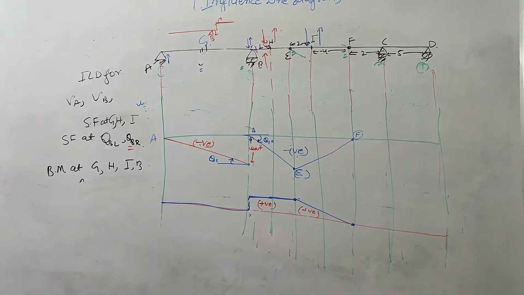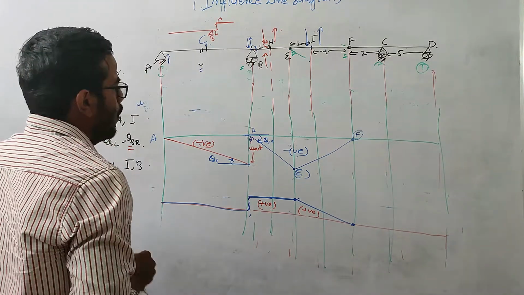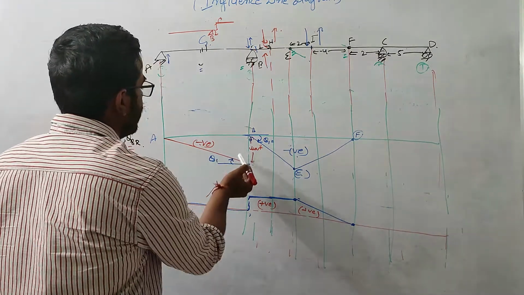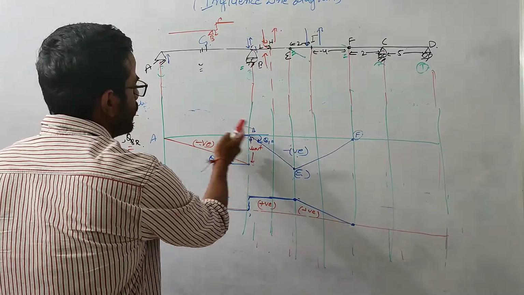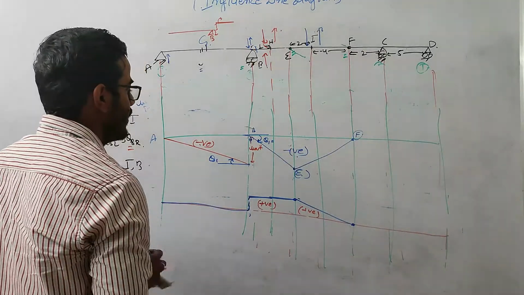Now we need to draw the bending moment at G, H, I and B. All those things you can calculate. What will be the ordinate value? This is unit amount, so you can calculate it by using the concept of similar triangles.